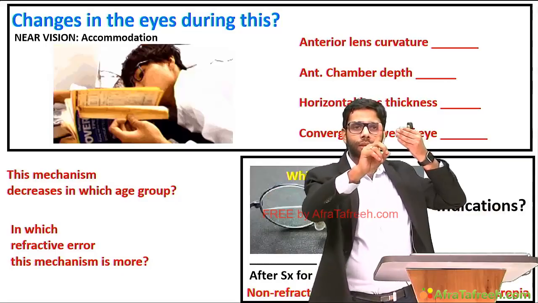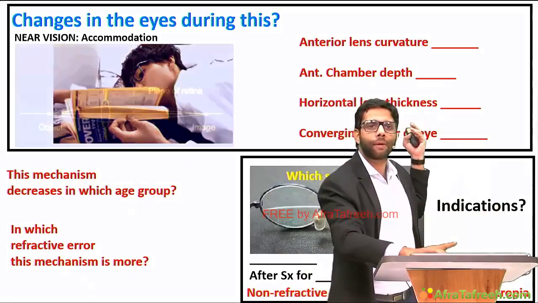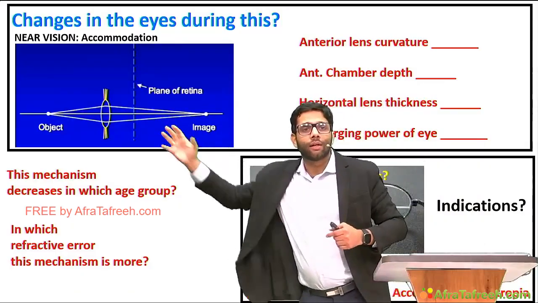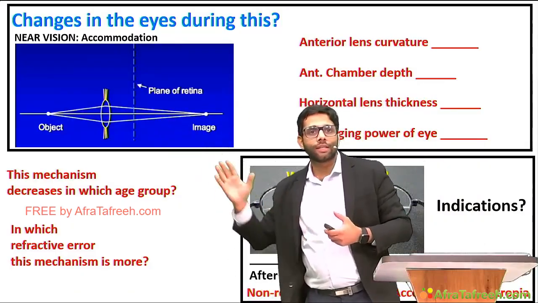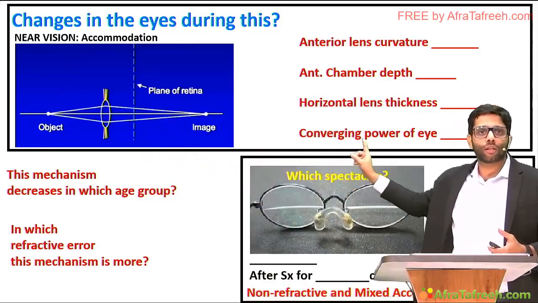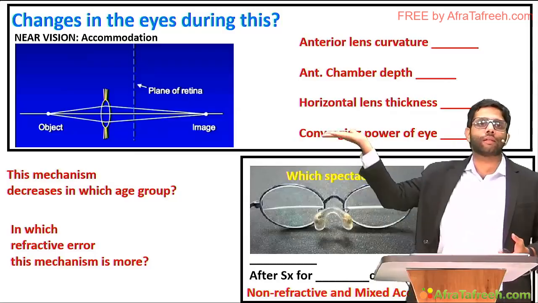When the object is coming near, the rays are focused behind the retina. To bring this image onto the retina, the lens has to work. The lens has to converge the image. So what is the meaning of accommodation? The converging power of the eye should increase.